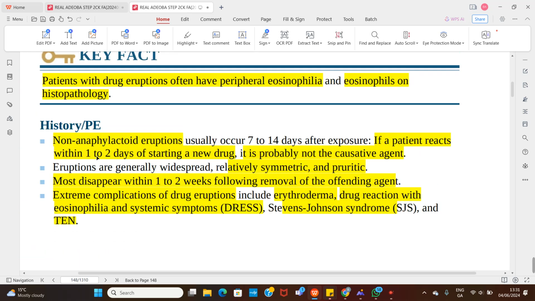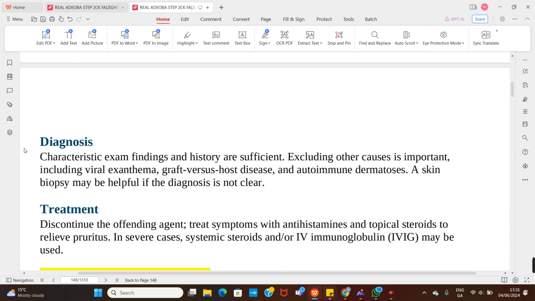So what about the diagnosis of drug reaction? Your exam findings and your history are sufficient. So you can see that most of the diagnoses in the dermatology section are clinical, right?